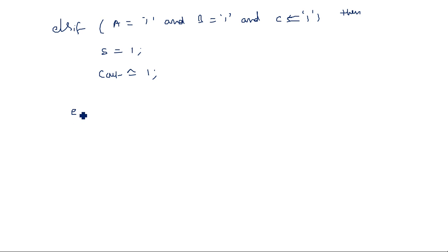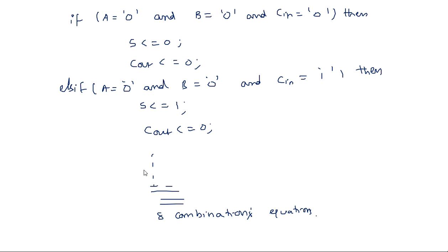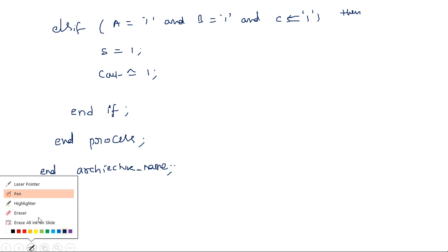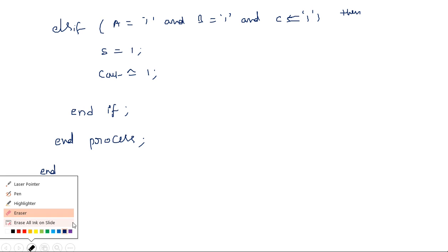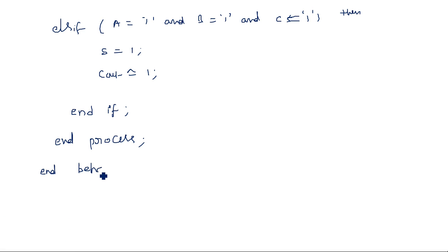Now what we need to end: whichever is the latest block opened, that we need to end. So end if, end process, and go back to architecture, end architecture. Architecture name, end architecture name. What is the architecture name for us? It is behavioral. So end behavioral.